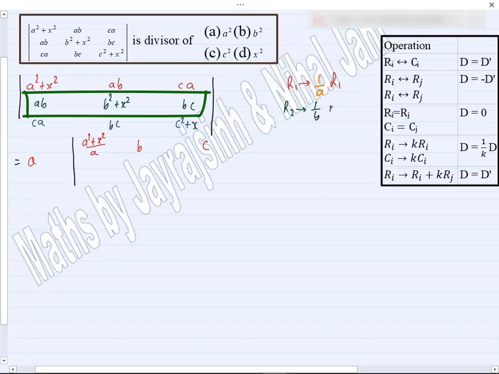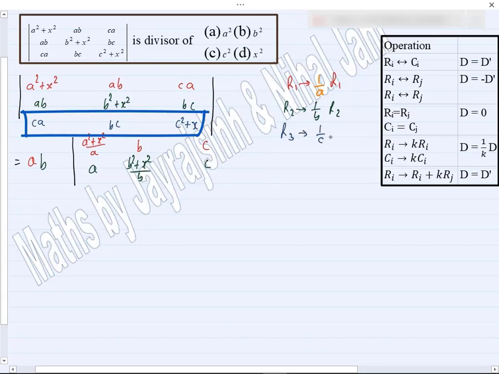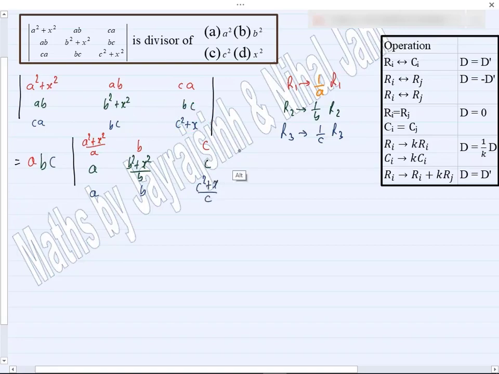We can divide with B. So we have to multiply B with the determinant, and second row will be A, B square plus x square by B and C. And same thing we can do with the third row. Let's divide by C to the third row. So we have to multiply C. So here we'll get A, B and C square plus x square divided by C.